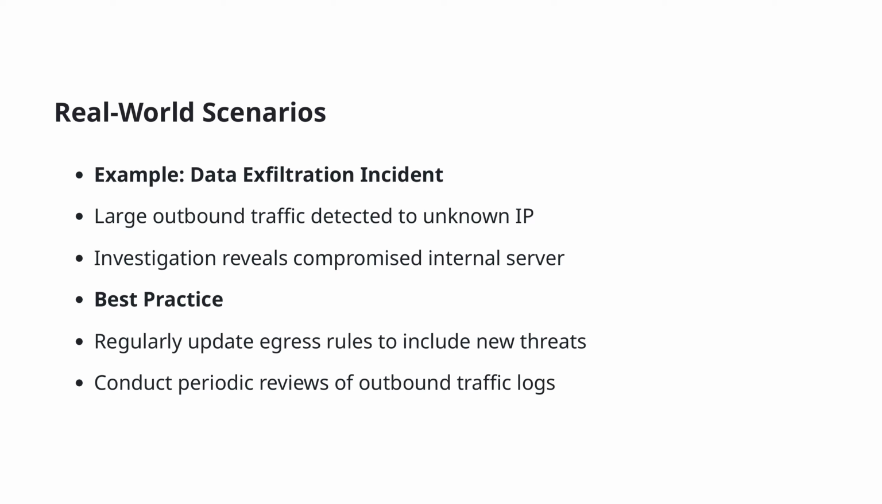Best practice. To mitigate such risks, it's essential to regularly update your egress rules to adapt to new and evolving threats. Conducting periodic reviews of your outbound traffic logs can help in identifying any anomalous activities early on. By consistently refining your rules and monitoring your logs, you enhance your network's resilience against potential data exfiltration incidents.